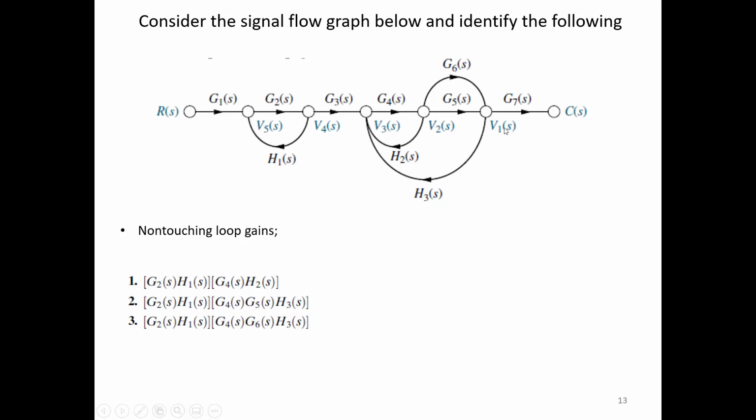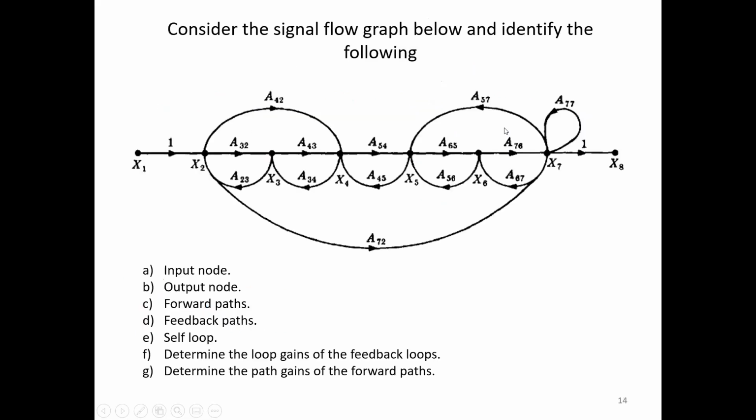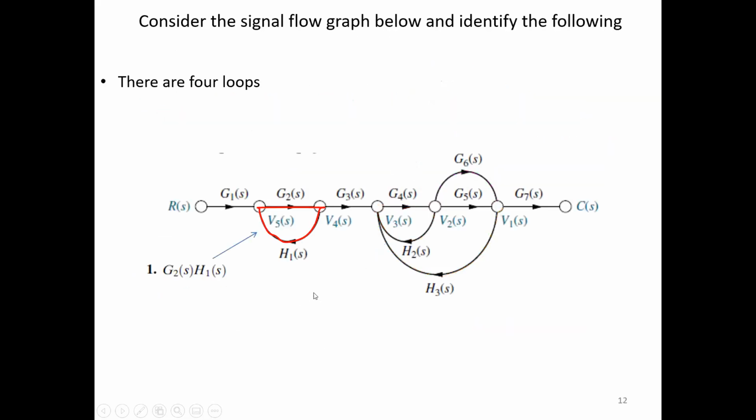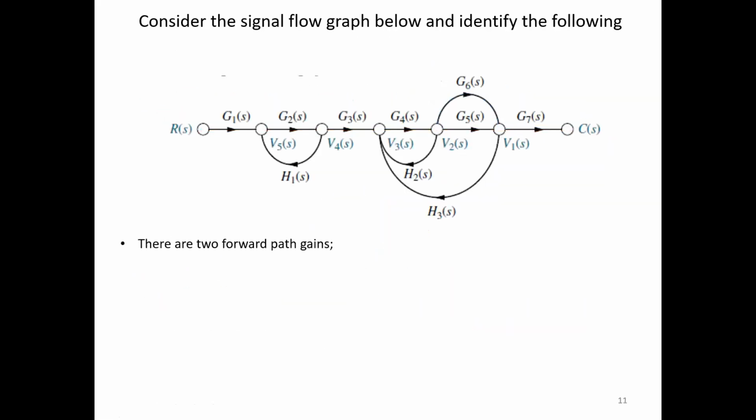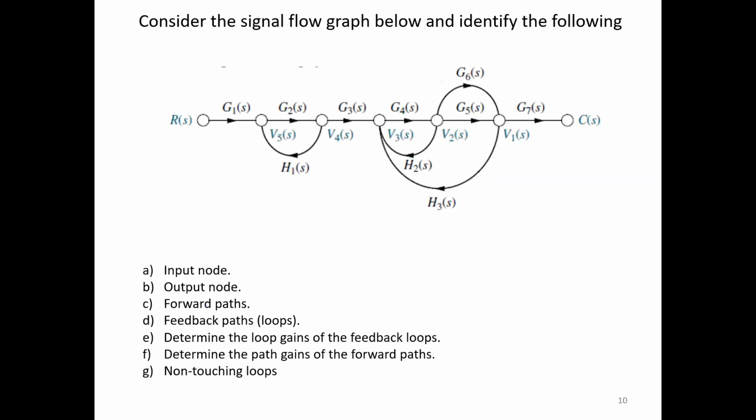That doesn't exist in this particular graph. So only this much we have. Okay, so next problem. I hope we have completed all the parameters which we are supposed to calculate. What we are supposed to calculate here: we have to calculate input node, output node, forward path.